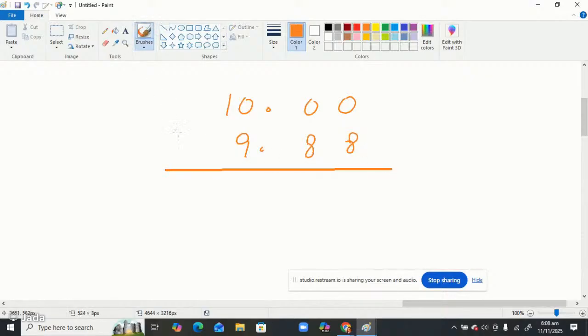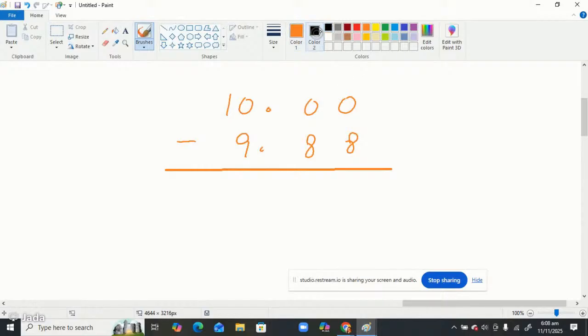So basically he gave the cashier $10. And what is the cost of the coffee pot? That is 9.88. Okay. Now how can we solve it?